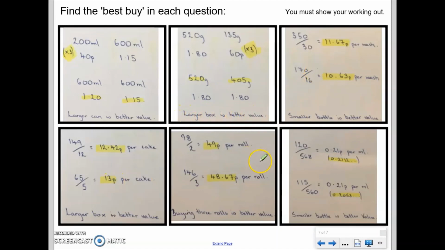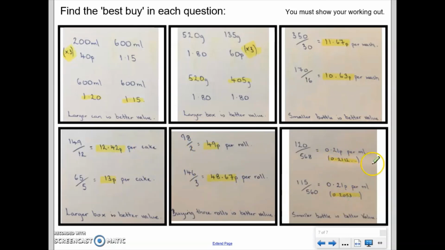For the remaining 4 questions, I've applied the unitary method. So I've always applied price divided by quantity to get the value of 1 unit. So for example, in question 3, it was price per wash and price per wash. And you can see that this was the lower value, so the smaller bottle was my best buy. And I've worked through the remaining questions showing my working out.